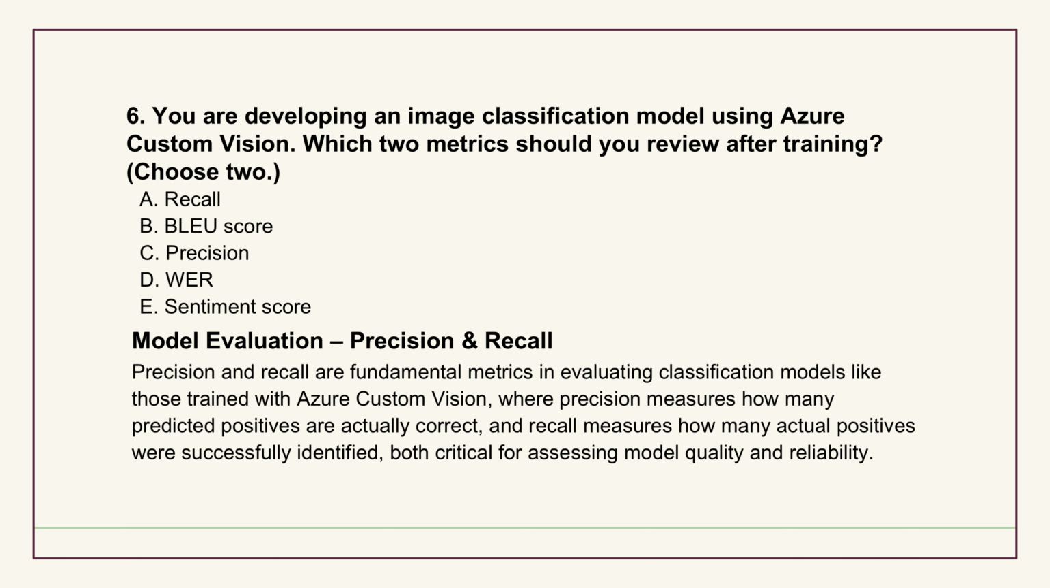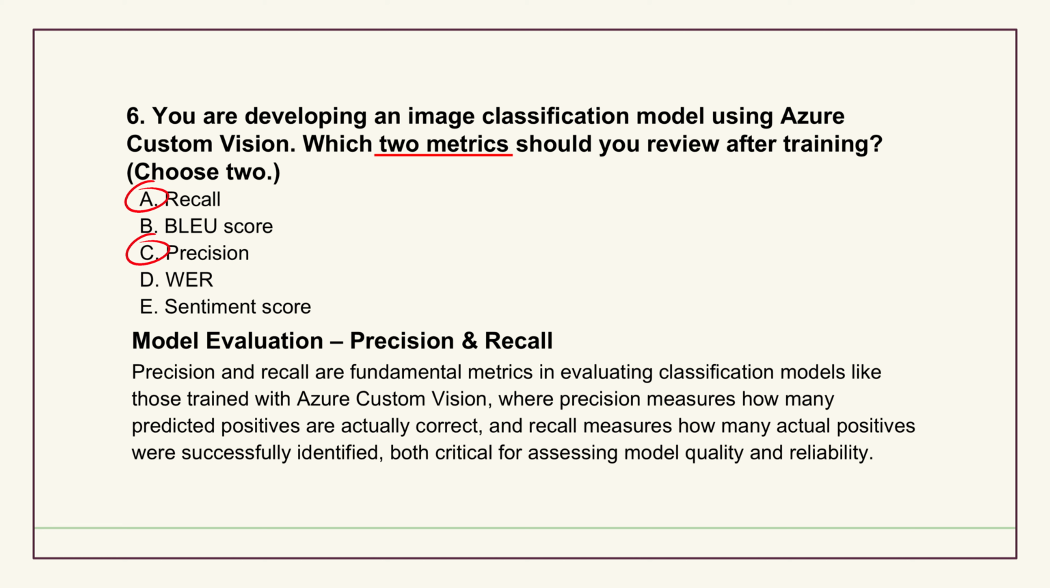Speaking of building AI, let's look at evaluating models. Scenario 6, question 6, describes developing an image classification model with Azure Custom Vision. After training, you need to review its performance. The question asks for two key metrics you absolutely must review: precision and recall. Yes, precision and recall. They're fundamental for understanding how well your classification model is actually performing, especially in scenarios like image classification, where you're trying to identify specific objects.